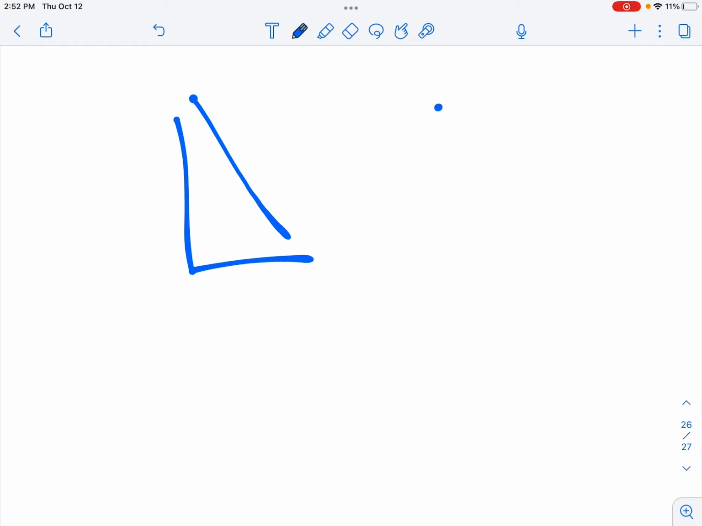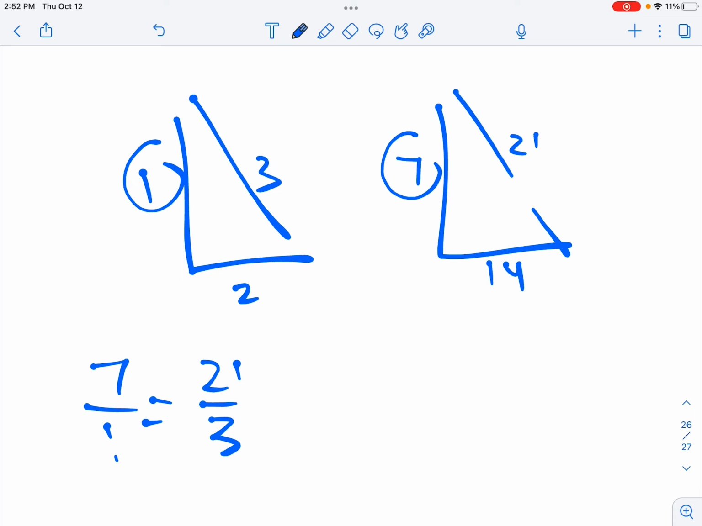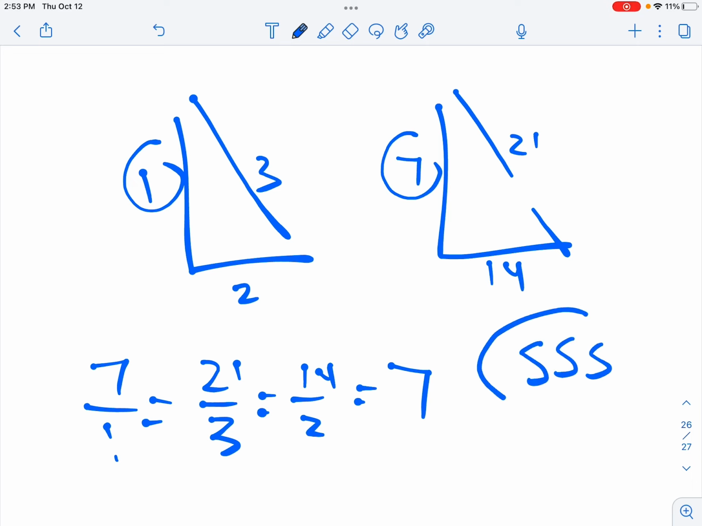Now the second theorem is like this. We got 1, 2, 3, and now let's do 7, 21, 14. Here these guys are proportional because let's do this one over this one. 7 over 1 is equal to 21 over 3. It's equal to 14 over 2. All these are equal to 7. So because you have 3 sets of proportional sides, we're going to call this SSS. And SSS proves similarity.